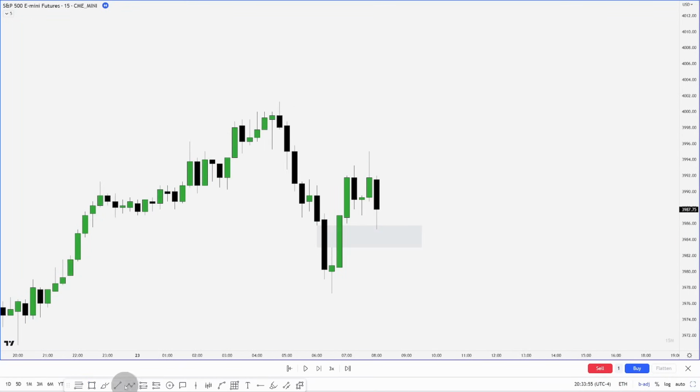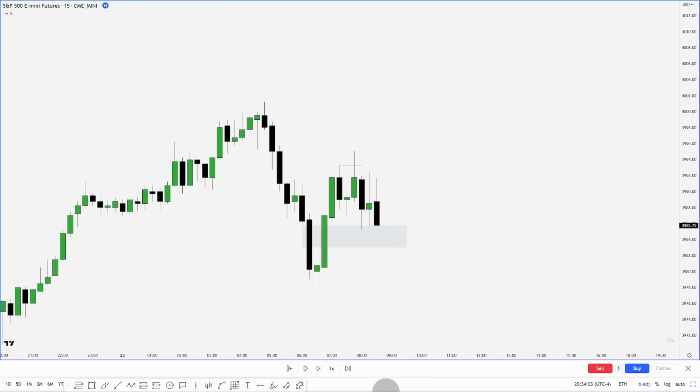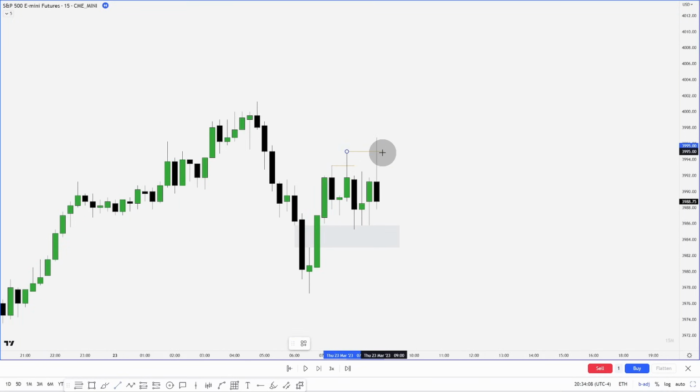So you can see a nice stop run right here. As we can't close back, we reach back into this fair value gap. What do we do now? We reach back up, we can't close over this high. And what do we have resting down here within a PD array? A low.